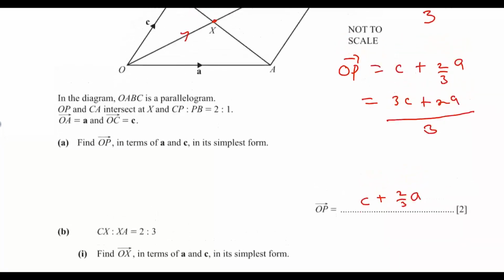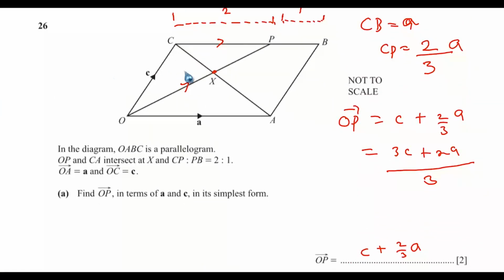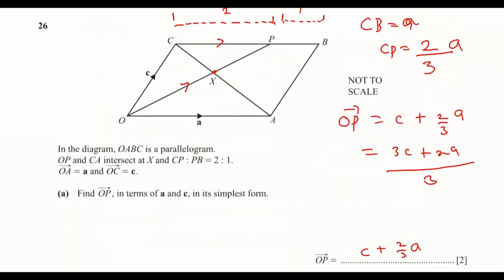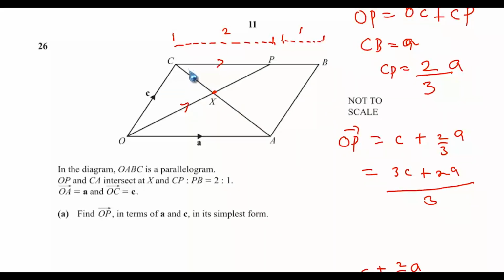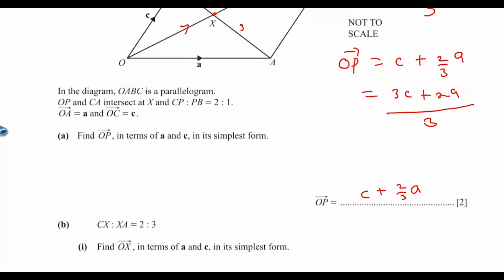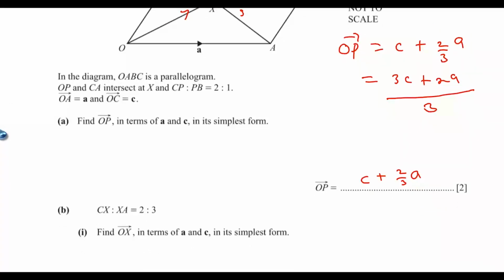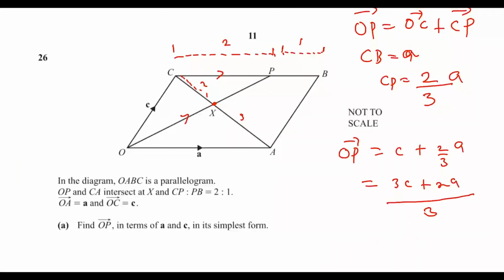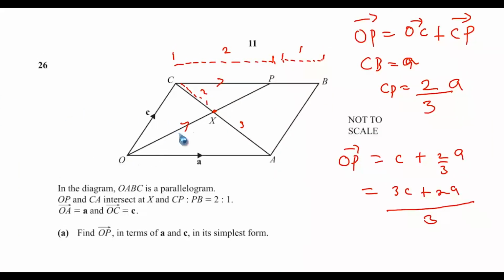CX ratio XA is 2 to 3. That means the ratio of this one, let's say something like this, is 2 to 3, 2 to 3. That's not their values. So find OX in terms of A and C in the simplest form. We want to find OX, that is this position vector here, OX.